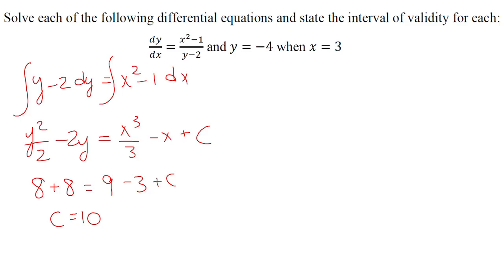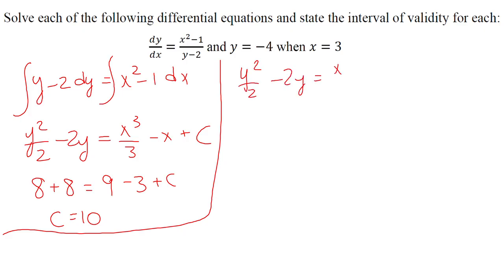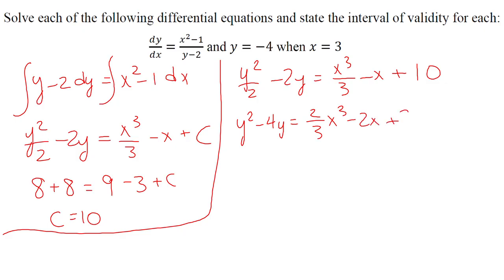So this can now be rewritten as y squared over 2 minus 2y equals x cubed over 3 minus x plus 10. And in order to solve this, first let's multiply by 2 just to get rid of that y squared over 2. So if I do that, we'll have y squared minus 4y equals 2/3 x cubed minus 2x plus 20.